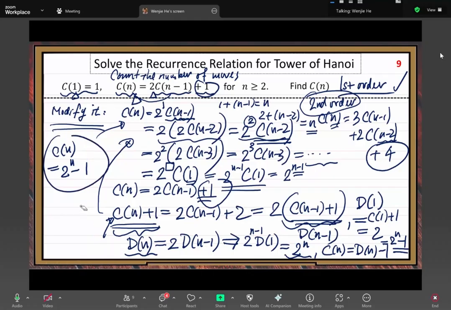Then you can verify it. Verification. When n equals 3, 2 to the third minus 1, is this 7? So you plug in 3, 7. After we get this formula, now you can see if we need to solve a 10-disk problem, n equals 10, then you plug in n equals 10 here, 2 to the 10 minus 1. You need this many moves, 1023.